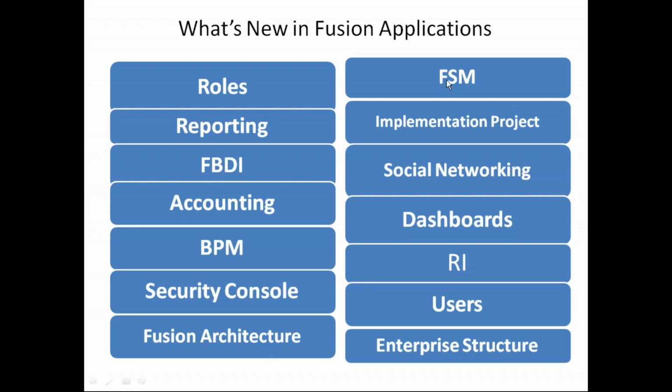FSM. FSM stands for Functional Setup Manager. To do all the functional configurations, this is the place where we can do all the setups. In case of EBS, if you want to do AP setups, you have to access the AP responsibility. For AR setups, you will be switching to the AR responsibility. That's how, with the help of responsibilities only, you can do any setups in EBS. But in Fusion, we have a centralized place called FSM, Functional Setup Manager. Any application-related configuration you can do from FSM. Since we don't have any responsibility concept here, everything you can do from one place.